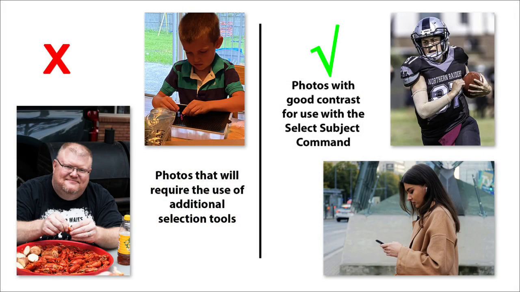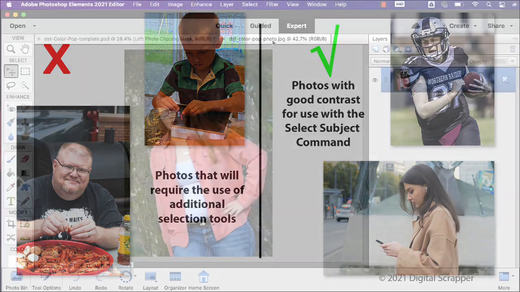The first column shows photos that are going to be difficult to use. They have a lot going on and they're cluttered or busy and will require the use of additional selection tools. The second column shows photos that are going to be much better for this tutorial. They have a clear subject that is in good contrast with the area around it.